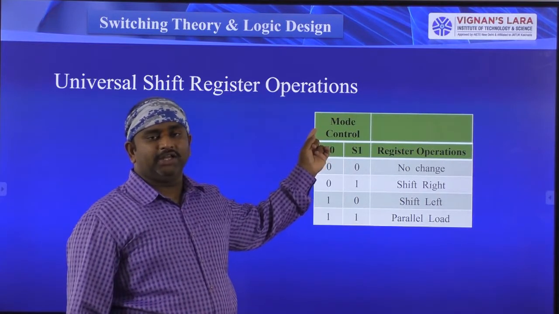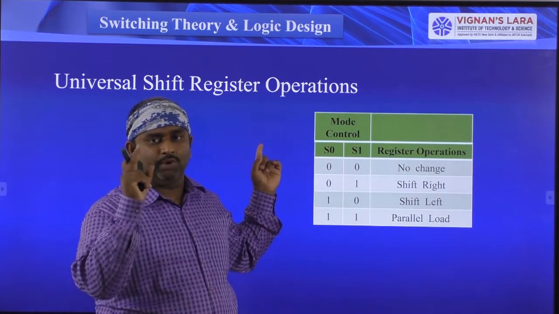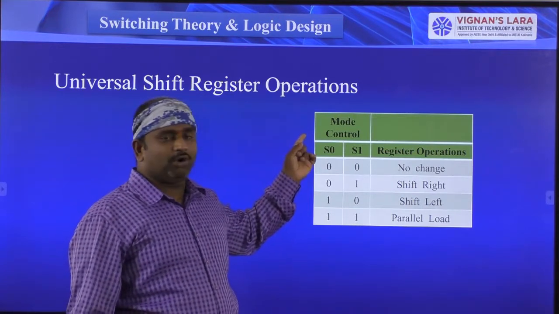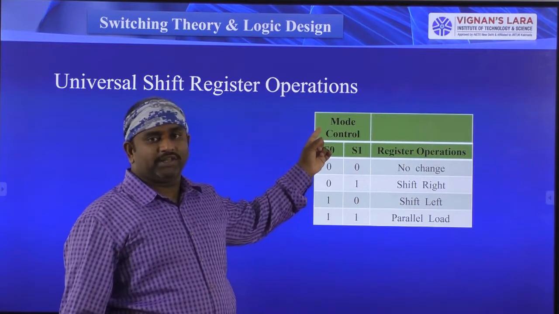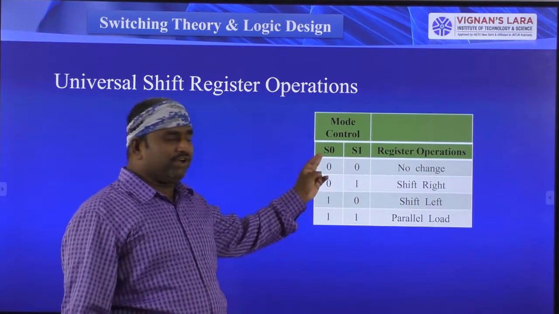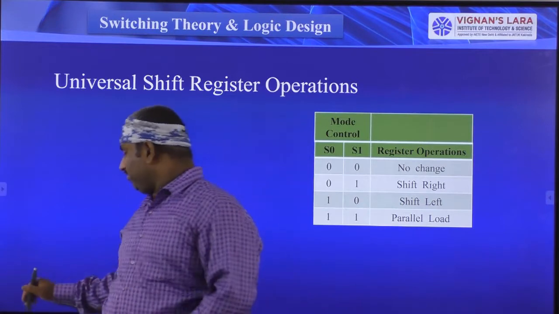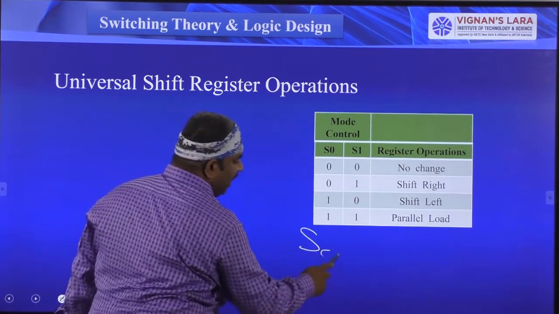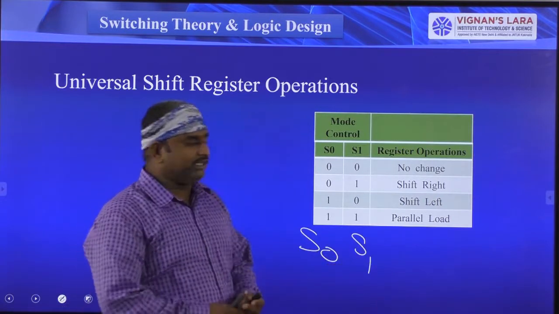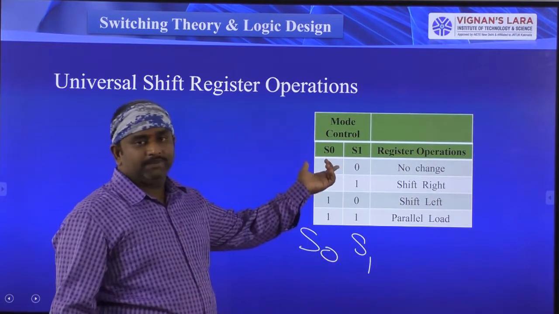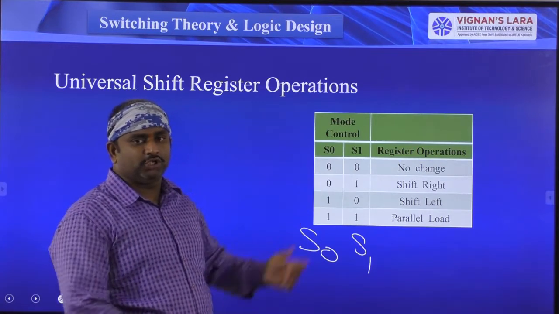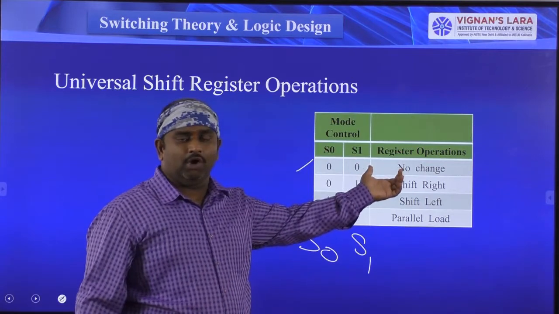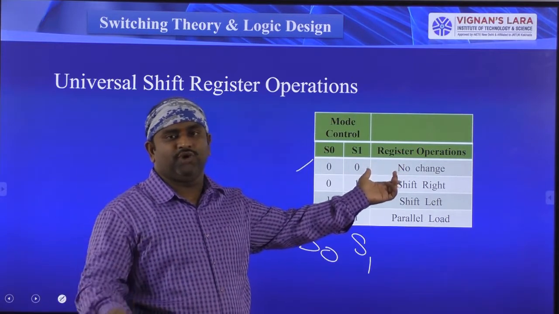So this is the mode configuration of the universal shift register. Here, in the bidirectional shift register, the mode control signal is only 1. Why? Because there we have 2 different types of operations. Here we have totally 4 different types of operations. For that we need 2 mode control signals. First one is S0 and second one is S1. With S0, S1 equal to 0, 0, there is no change in the output. That is, it should follow the previous output.